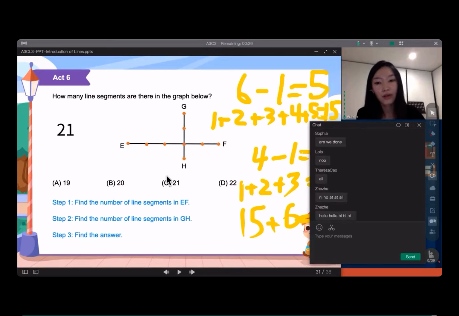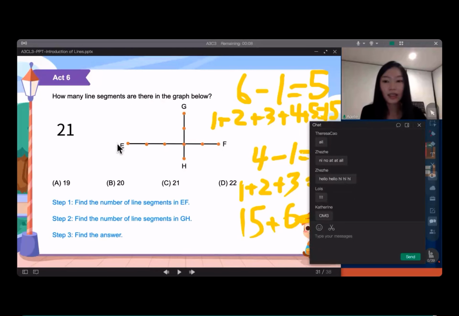And then again, we look at GH, which had 4 endpoints. So we use that to subtract 1, which will give us 3. And we just add up to 3. So 1 plus 2 plus 3, and that gives us 6 segments. And that means in total, there's 15 plus 6, which is 21 segments in this graph below. Okay?